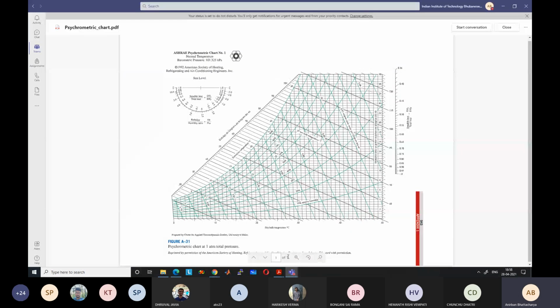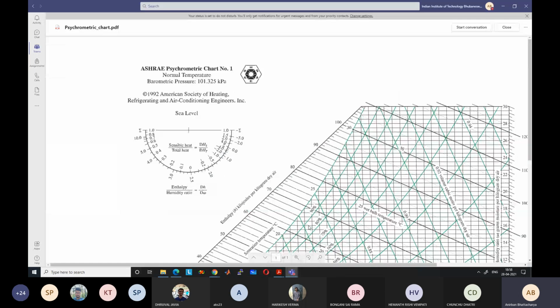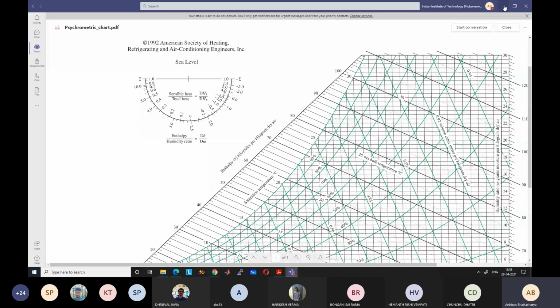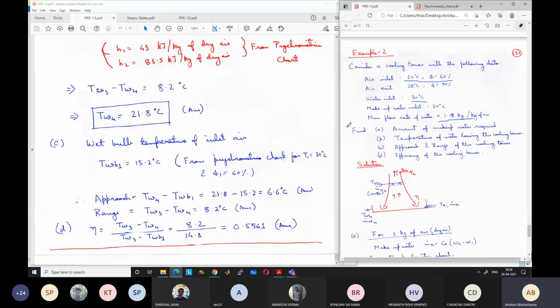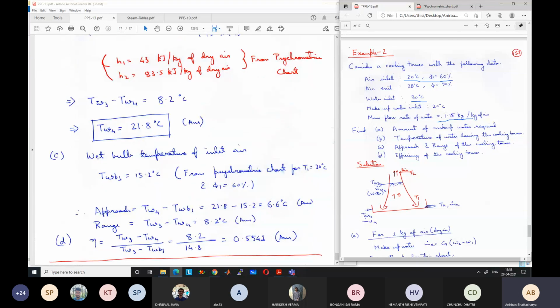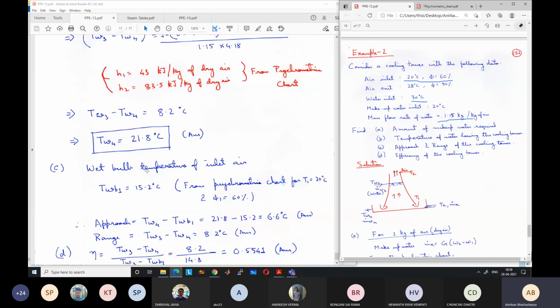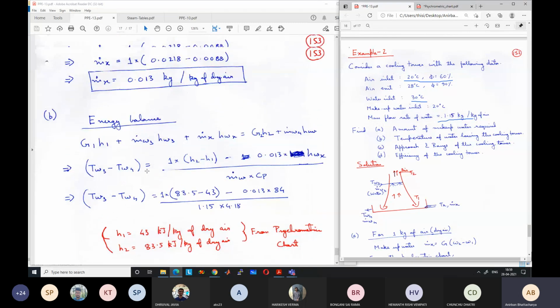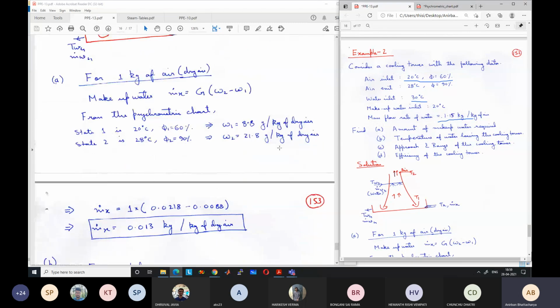I expect the answers will be somewhat approximate because you are using such a small psychrometric chart. You cannot accurately measure the values, but at least the process should be correct. You should know how to find all the values like wet bulb temperature, and specific humidity values, or if these are known, how to find the relative humidities. All these values should be possible to find.